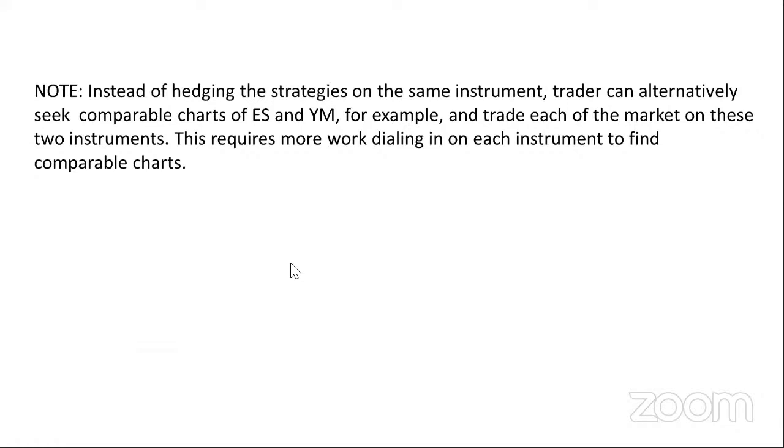Instead of hedging the strategies on the same instrument, you can alternatively seek comparable charts of ES, such as YM, and trade each market on these two instruments. However, trading separate markets will require more work dialing in on each instrument to find comparable charts. I prefer to trade only one instrument on the same market with multiple strategies to benefit from the hedge benefit instead of looking for an alternative market. But that's up to your choice.